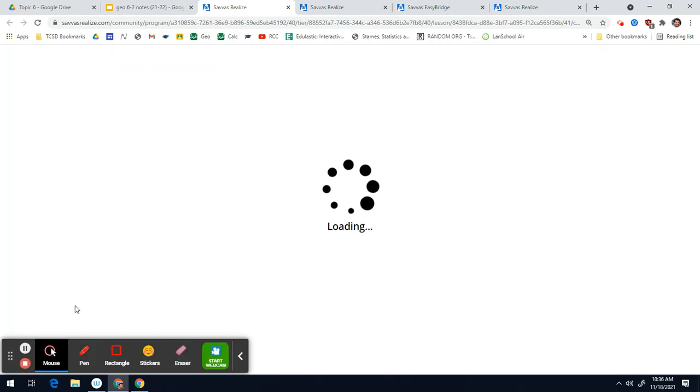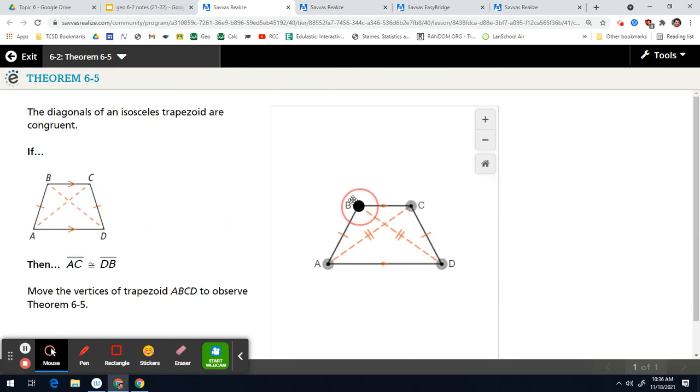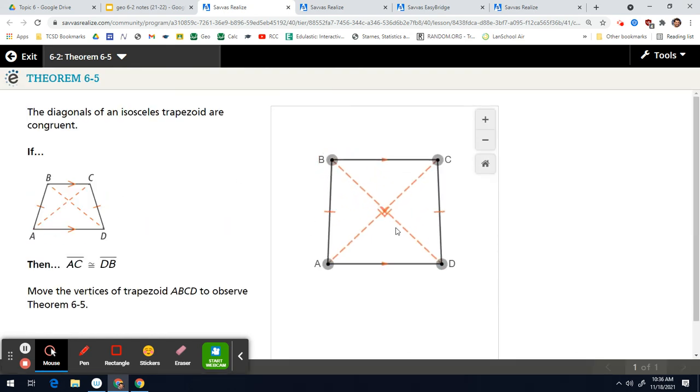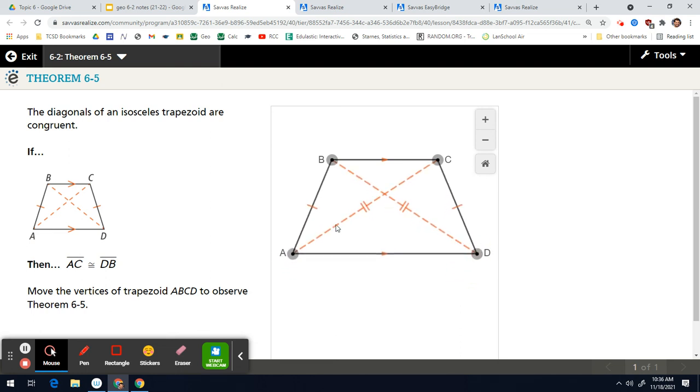All right, so let's take a look here. We can move around the vertices of this isosceles trapezoid to see that the diagonals stay the same. And again, you notice as I move, they stay congruent. Move that one, and again, I think it has to do with the slant of the sides, these legs of the trapezoid, if you will, the fact they're congruent, the fact that the angles are congruent. So the distance from A to C and B to D is the same.